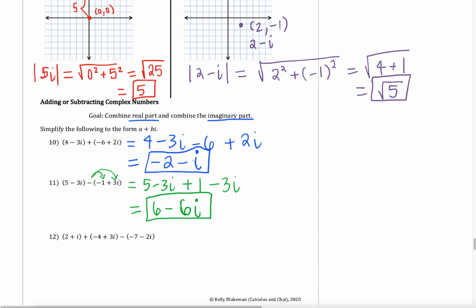Okay, let's look at our last example, 12. We have 2 plus i plus -4 plus 3i minus -7 minus 2i. I want you guys to pause the video and do example 12 on your own.